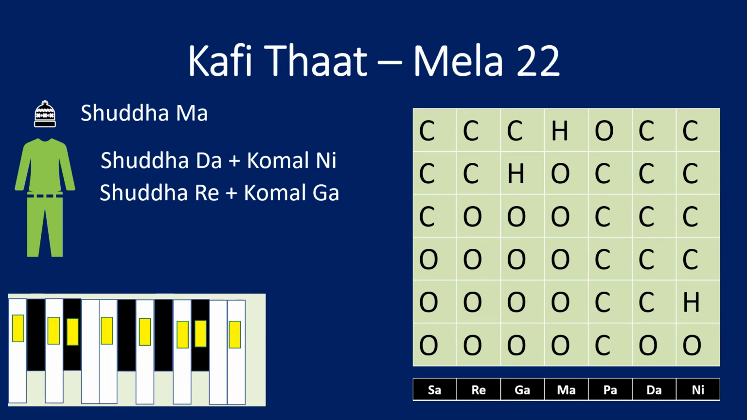This scale is often referred to in the West as the Greek Dorian scale. In the South Indian Carnatic system, this is Melakarta number 22, also known as Karaharapriya. In playing the bansuri, the Ga, the Ma, and the Ni are played with one of the holes being half closed. Let us listen to the scale of Kafi Thaat.